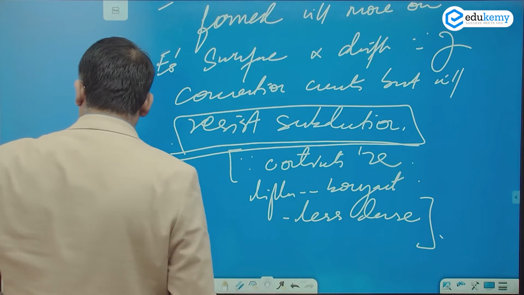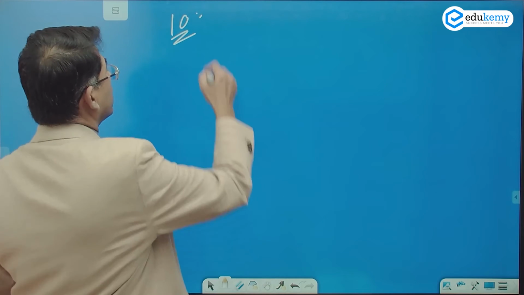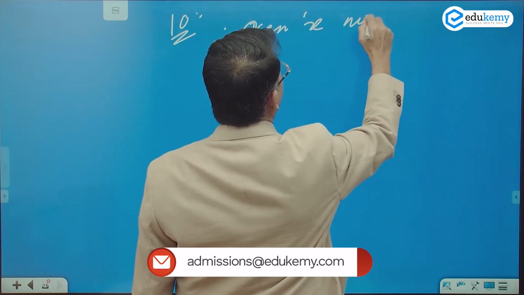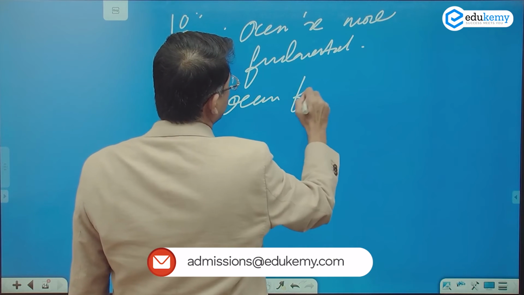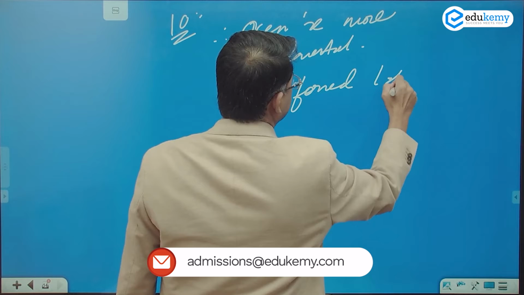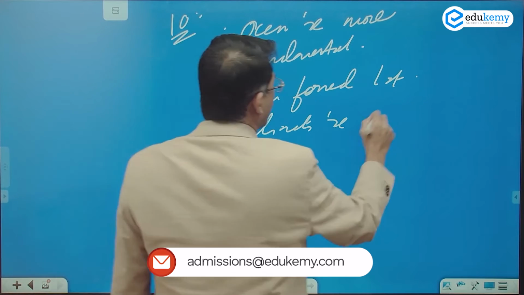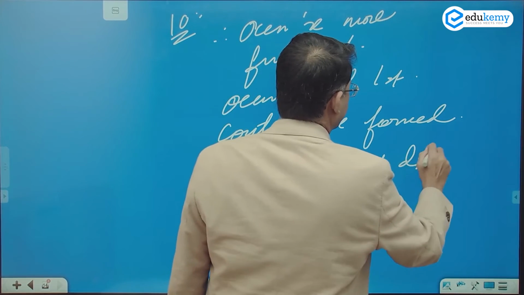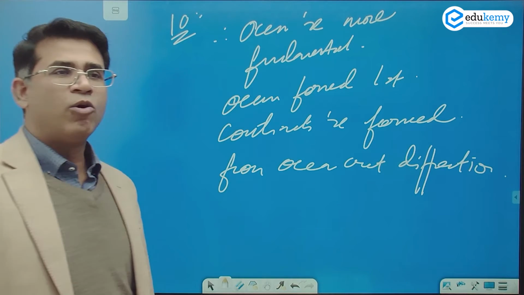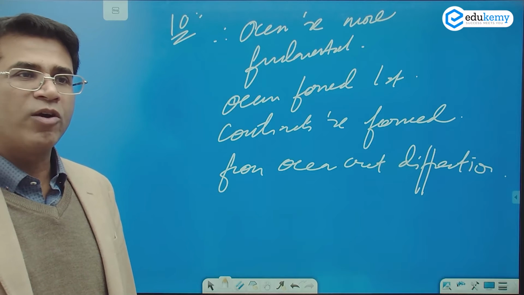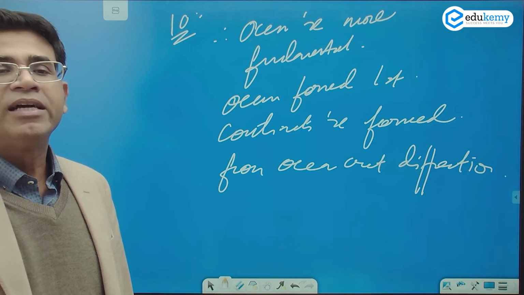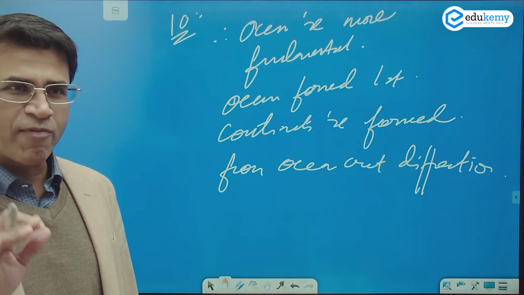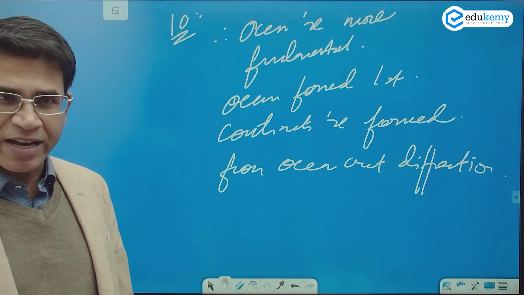So by this logic, which came first? Therefore, this means oceans are more fundamental. Oceans formed first. Continents formed from ocean crust differentiation. Is this point fine? Oceans are more fundamental. From the oceans form the continents. The continents are formed from the ocean crust differentiation.